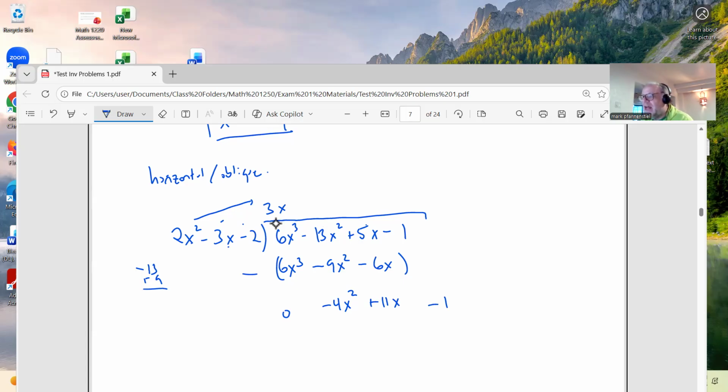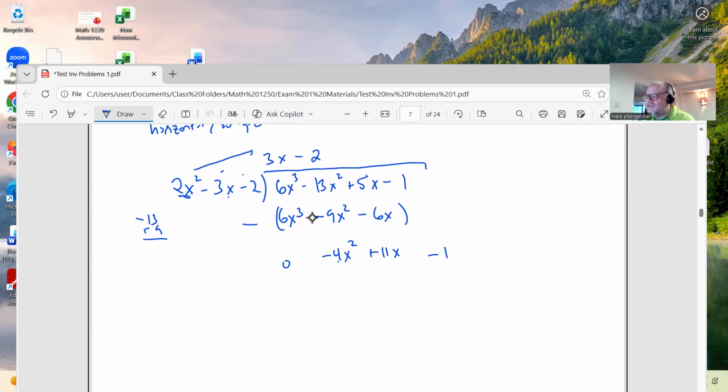Next part of this. How many times does 2x squared go into negative 4x squared? How about negative 2 times? So we're going to have 2 times negative 2, which is negative 4x squared. Just multiplying through, we have a minus 3x here. Negative 3 times negative 2, sorry, positive 6x. Be careful. And then negative 2 times negative 2 is a positive 4.